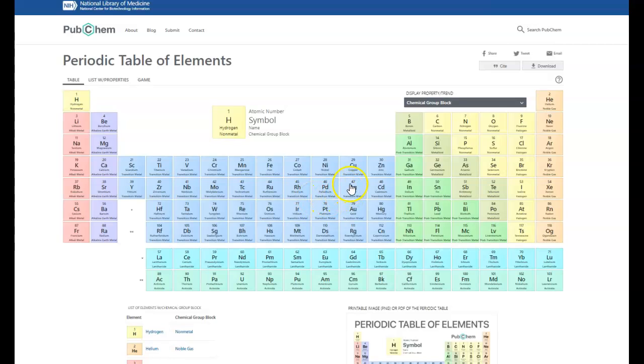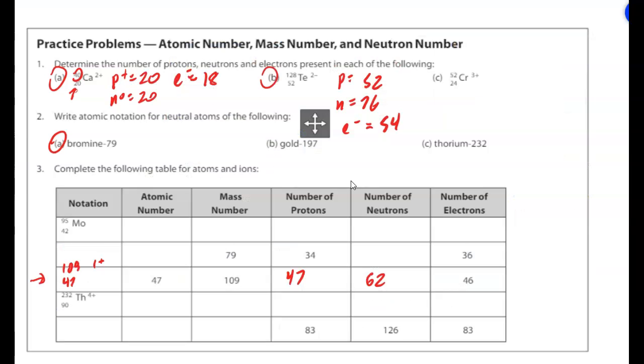So we're finding 47 here. It looks like that's silver, so we need to put into the A Z X notation the symbol for silver. So there we go. There's silver. And we're looking good. All right, let's do the top row real quick.